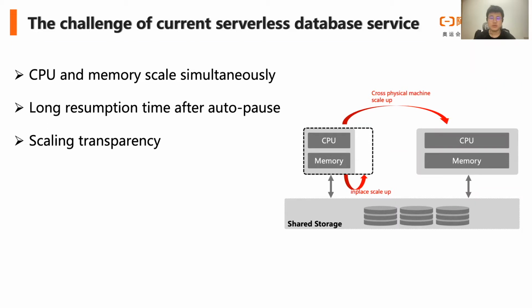First of all is the problem of resource coupling. The current minimal scale unit of the serverless database is a couple of CPU and memory resources, for example, one virtual CPU plus 2 GB memory. And the second problem is the fast resume after auto pause. Because currently CPU and memory are released together after auto pause, it can't release only the CPU, which will take a long time to fill the big buffer pool in the memory. And finally, when the auto-scaling needs to cross physical machines, because the transaction information in the memory can't be synchronized, transparent scaling is difficult to achieve.